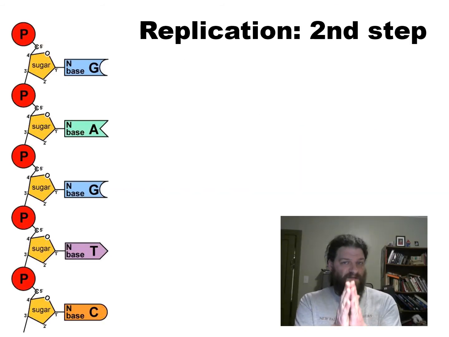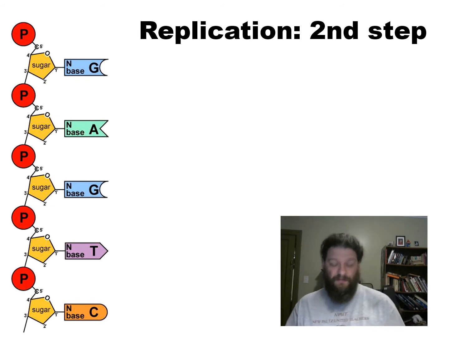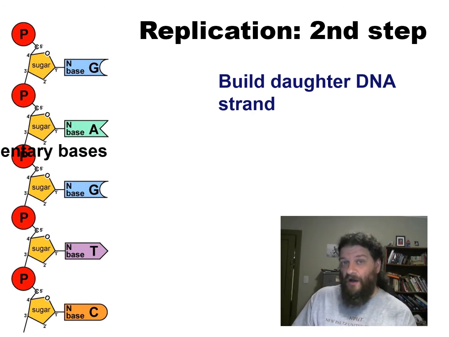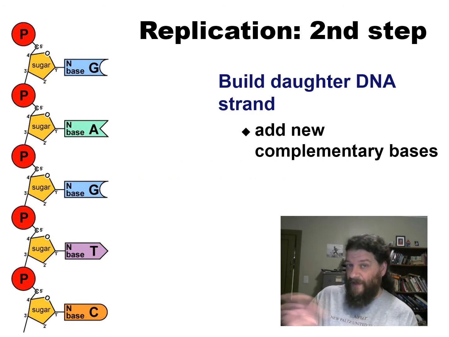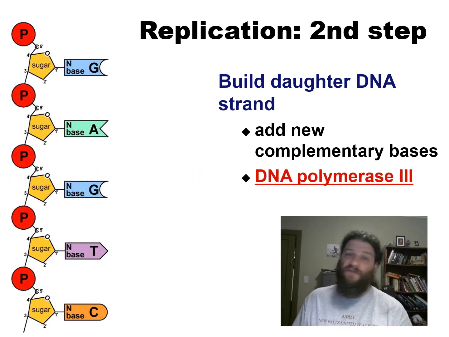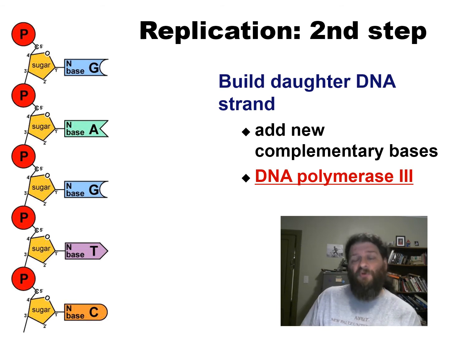Now that the DNA bubble is formed and I have all those exposed nitrogenous bases, to build the daughter strand, it's just a matter of allowing the complementary nitrogenous base-bearing nucleotides to bond into position. This is not going to happen on its own. It's going to need an enzyme. So along comes DNA polymerase 3.